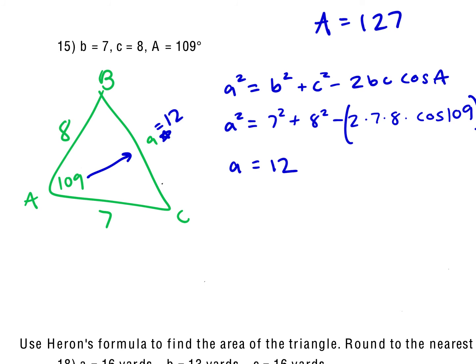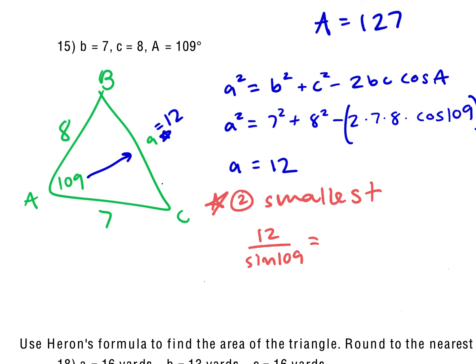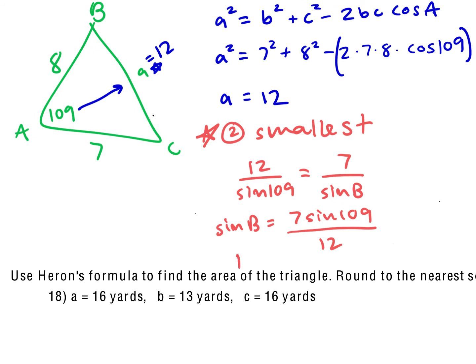Okay, what do I have to find second? Smallest side. So second thing we do is the smallest. So I'm using law of sines now because I have a corresponding pair. So it's going to be 12 over sine of 109 is equal to 7 over sine of B. Cross multiply and divide. So we get sine of B is equal to 7 times sine of 109 over 12. And what do we get for B?